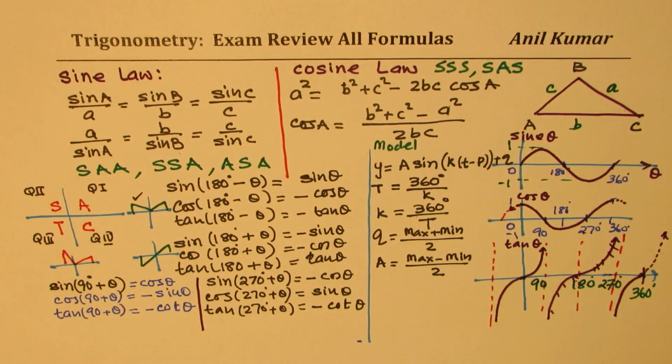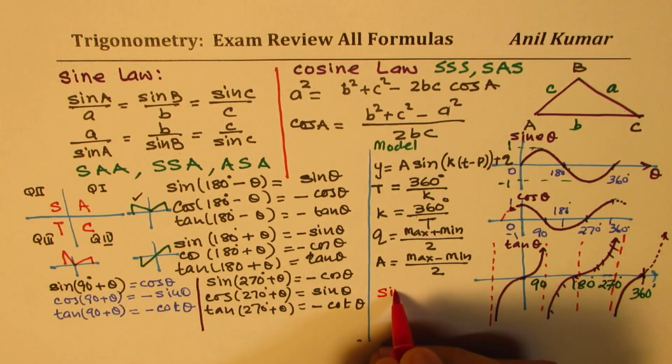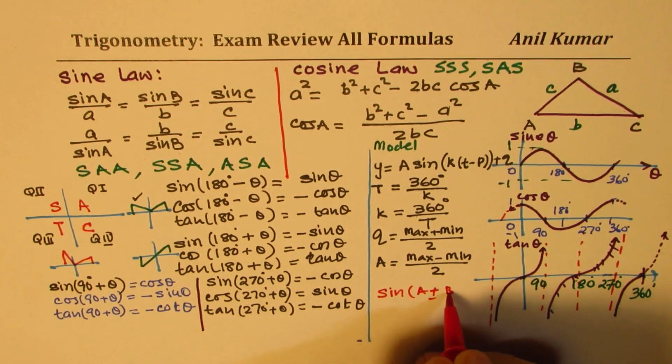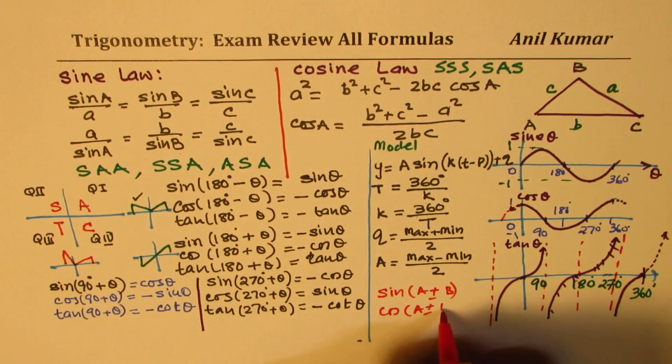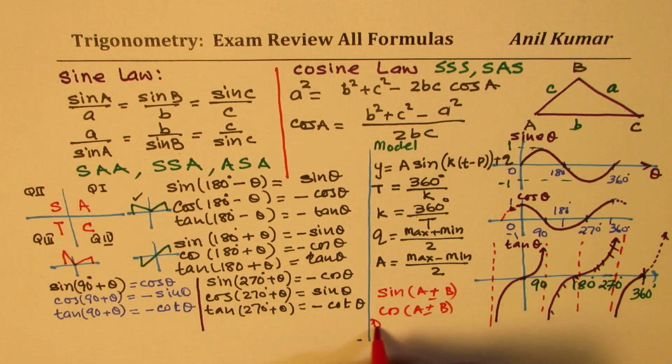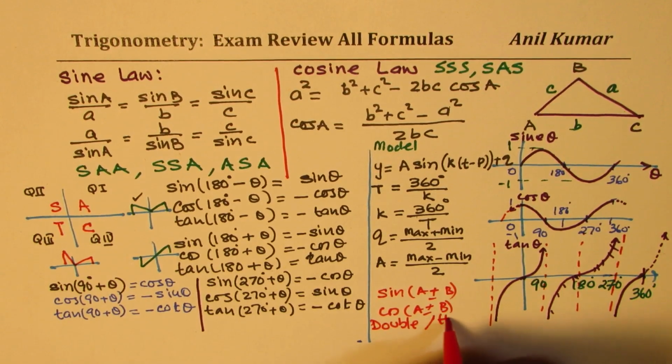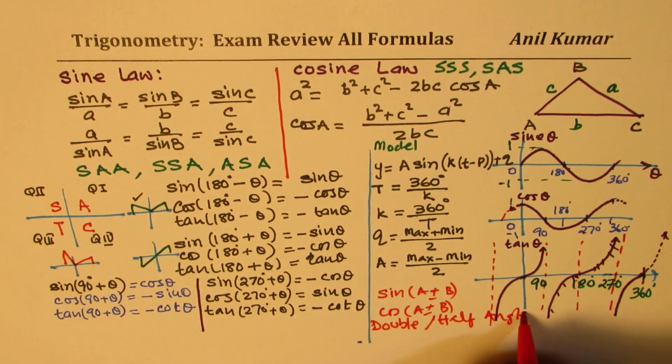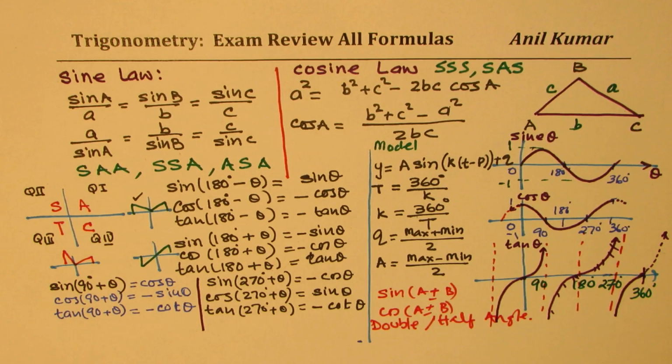So I hope these things help you to get all the formulas in one place. Now in the next page, we'll talk about the formulas related with sine of a plus or minus b, cosine of a plus or minus b, double angle and half angle. So in part 2, we'll discuss, rather also show you a few derivations of all the formulas related with sine a plus or minus b, cos a plus or minus b, tan a plus or minus b, double and half angle formulas, right? So I hope you find it interesting and useful.